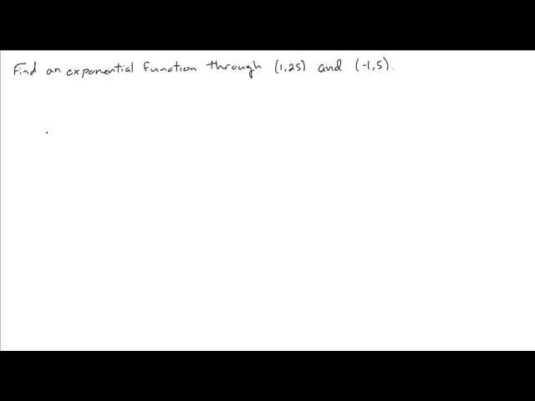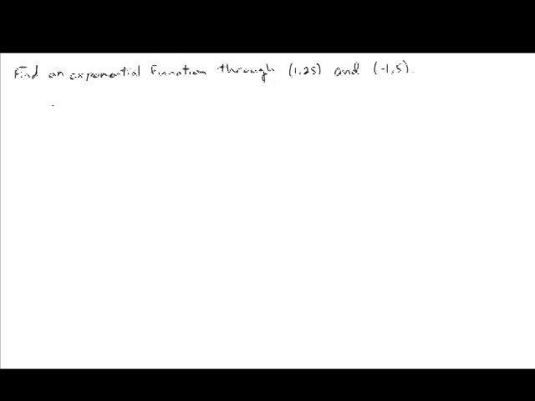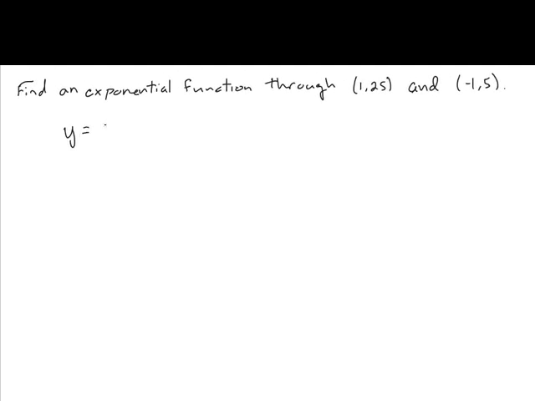We want to find an exponential function through the points (1, 25) and (-1, 5). So first thing we'll do is start off with a basic exponential function, y equals a times b raised to the x power, where x and y are our input and output. So these are our x and y points here.